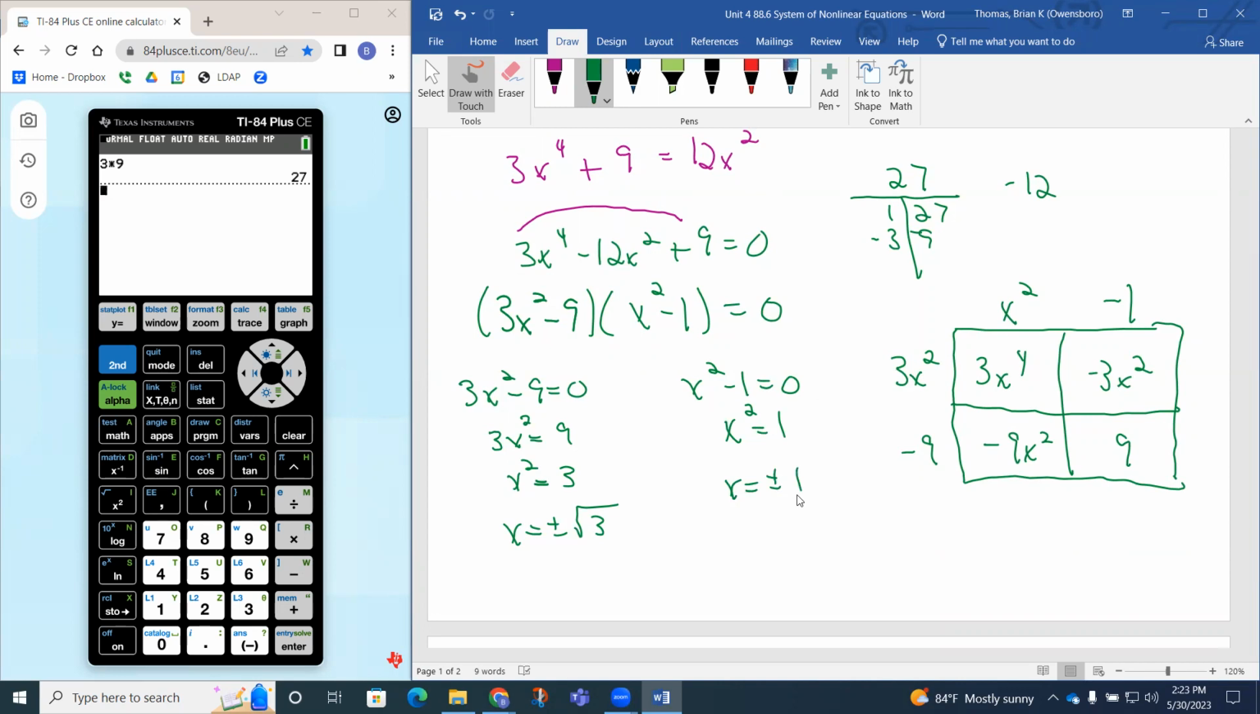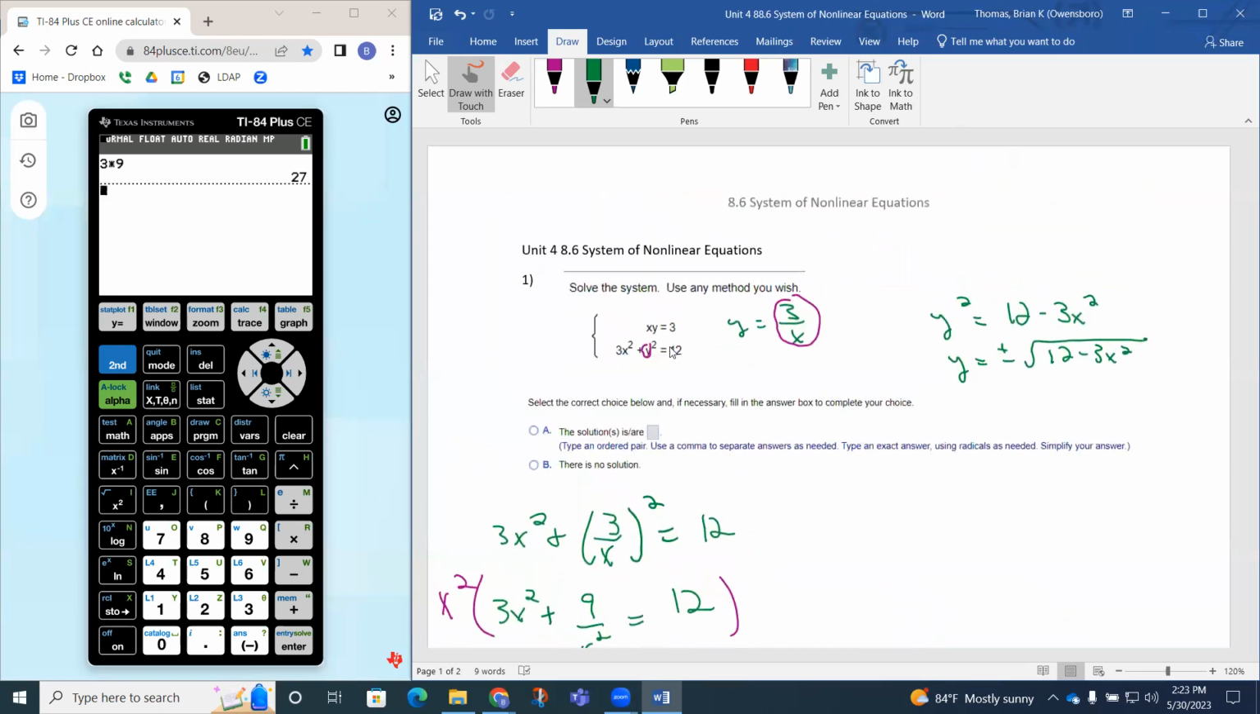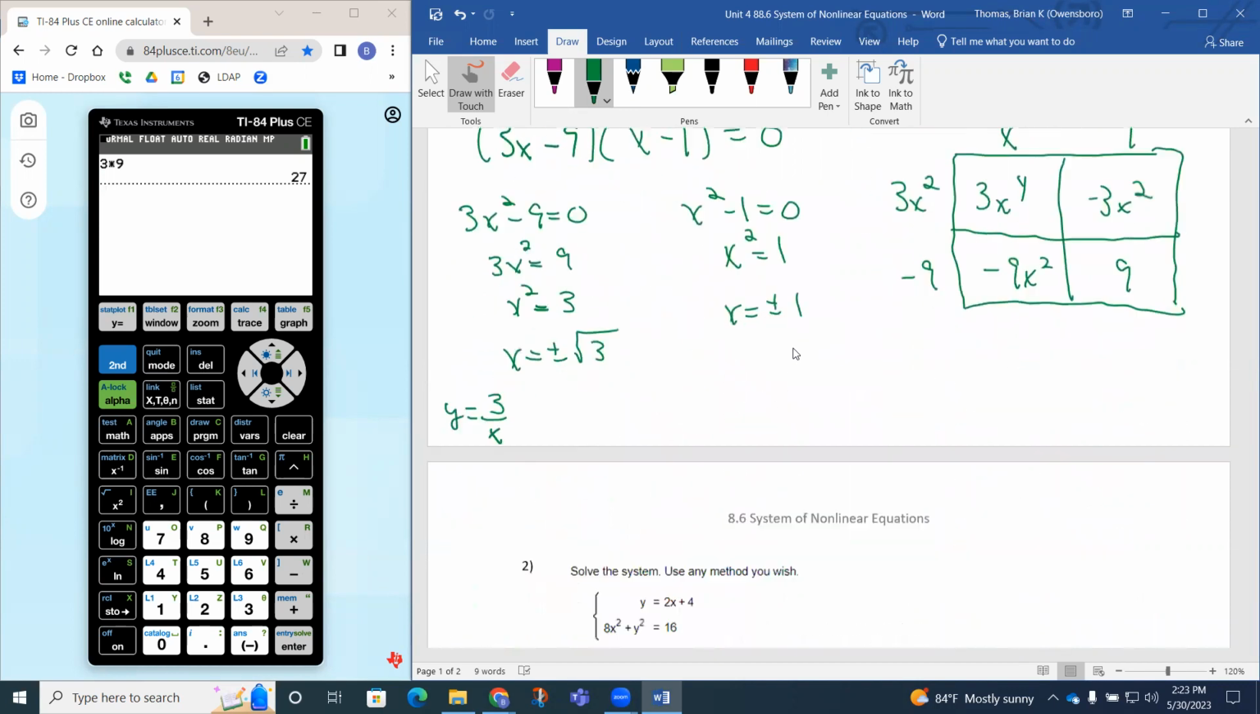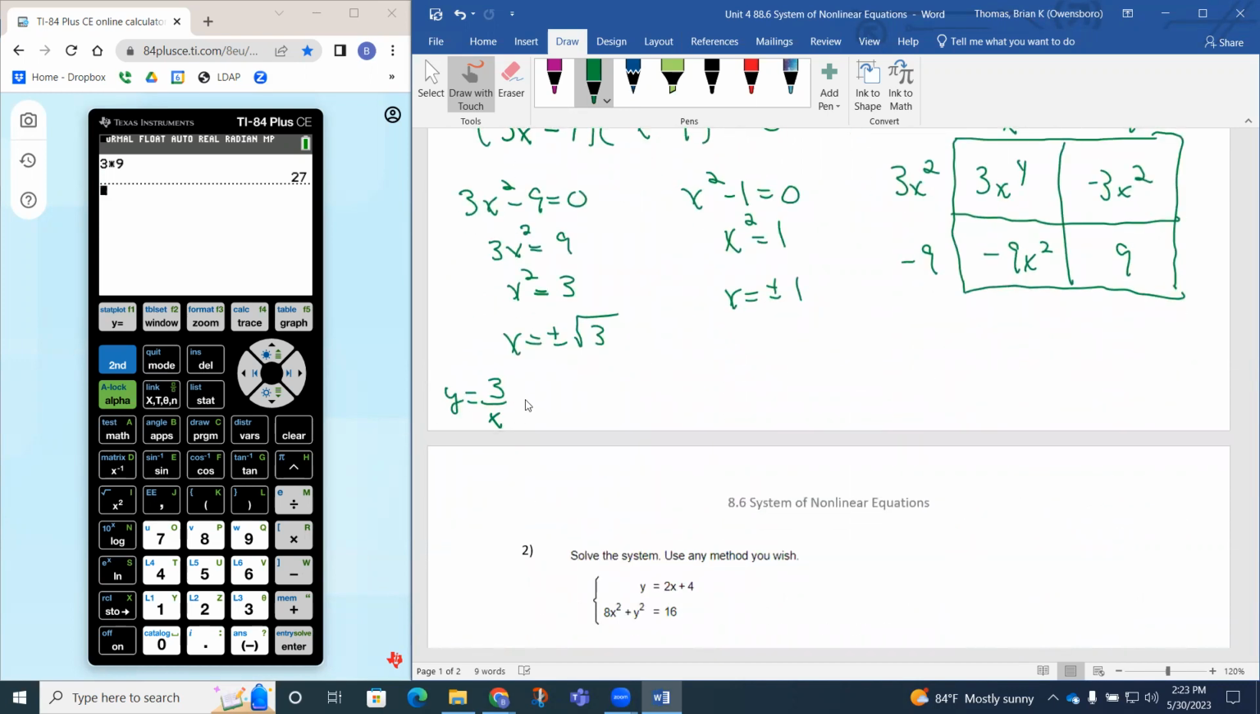So notice that we have 4 different values for x, which means we have to have 4 different values for y. So remember, y was equal to 3 divided by x. So notice how when we solve this equation for y, we have 3 over x. So I actually can use that equation to find what y is. So I have y equals 3 divided by the square root of 3.